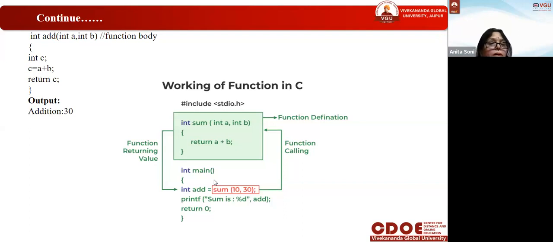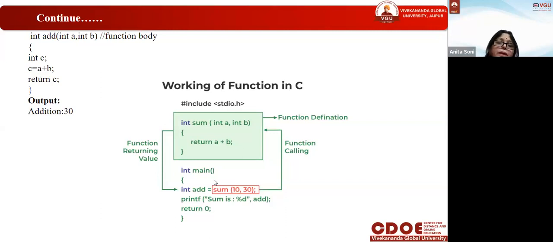Before main, you declare a function. So function declaration is a must, it is compulsory. If you do not use a declaration of the function, you cannot use it. It will give you an error. And calling is done inside main and the called function is defined outside the main. So this is the way how to write a function.